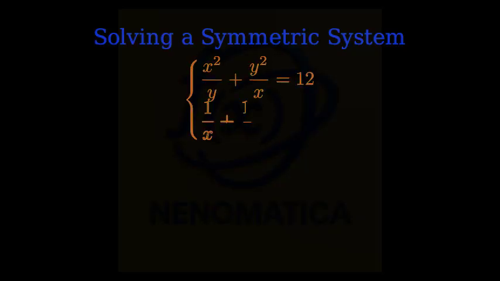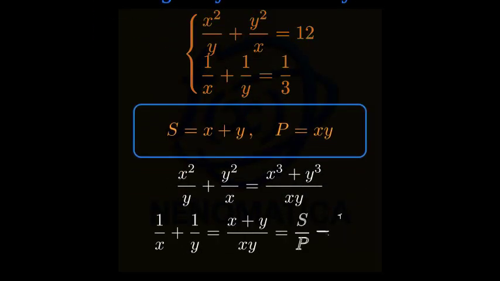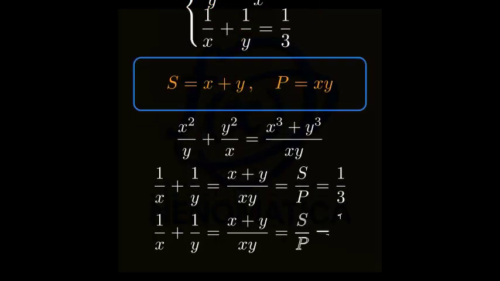Here is the system we want to solve. Because both equations are symmetric in x and y, we introduce two helpful quantities. Let capital S be x plus y and capital P be x times y. Rewrite each line in terms of S and P. First, x squared over y plus y squared over x equals the quantity x cubed plus y cubed over xy. Second, 1 over x plus 1 over y equals S over P, which is 1 over 3.